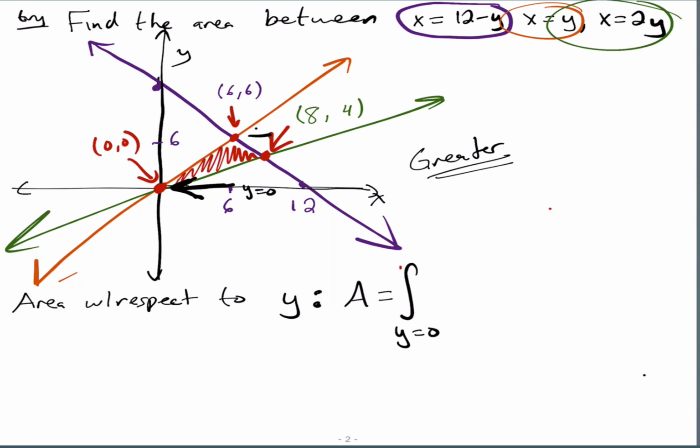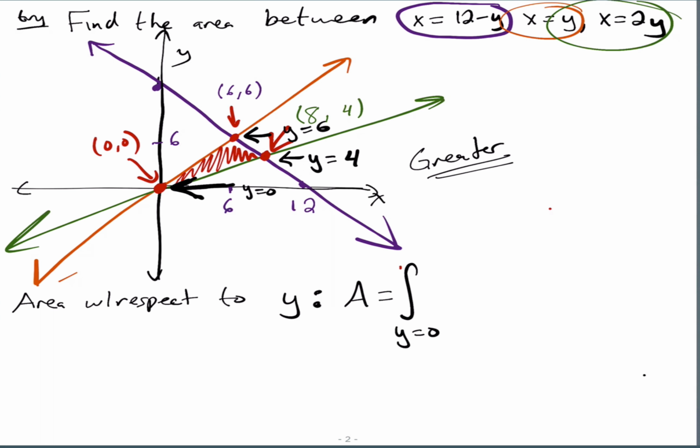All the way to the highest y value, right? Which is 6. Well, notice what happens in between there. The functions change, right? So you have a change in the function. So notice right here at y equals 4.